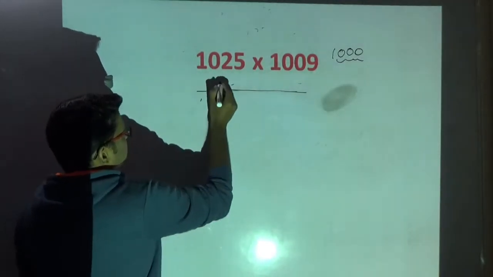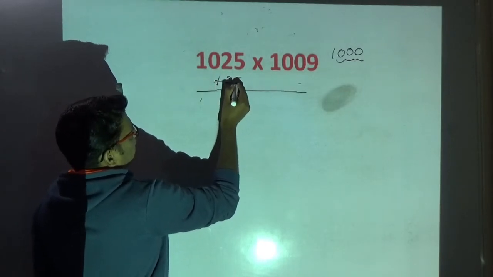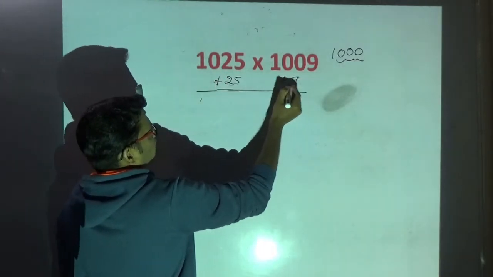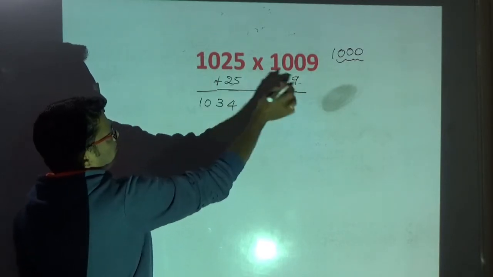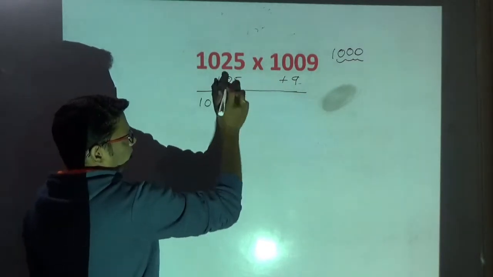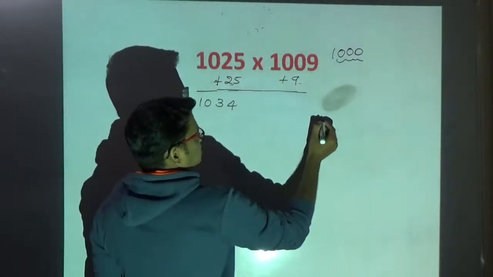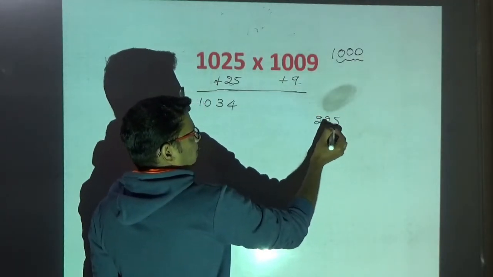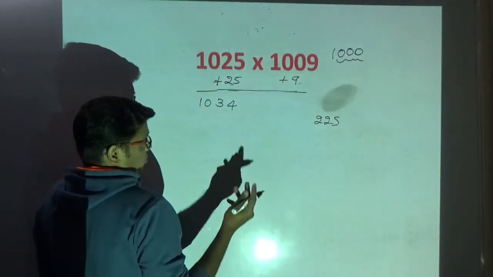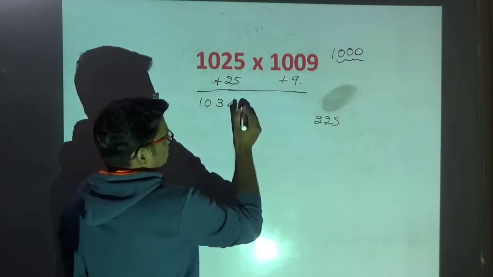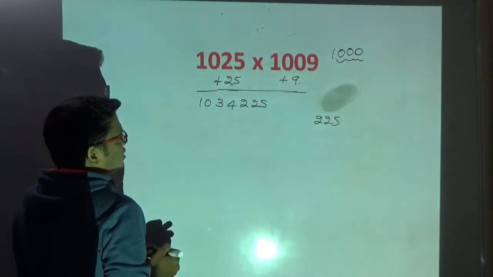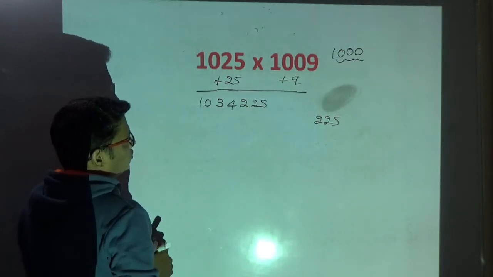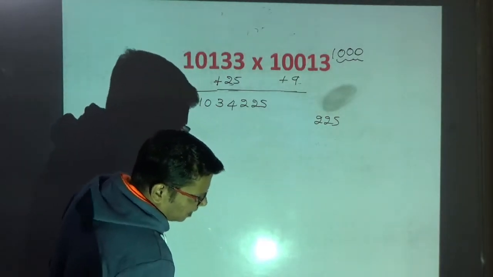Now this is above by 25 and this is above by 9. Go for cross addition. It will become 1034. 25 plus 9 is 34. Then I need to multiply these two. 25 times 9 is definitely 225. The base is 1000. It has 3 zeros and this is also 3 digits. So I am going to write the answer. So my answer is 1034225. Hope you understood.